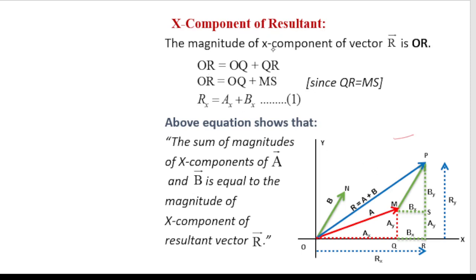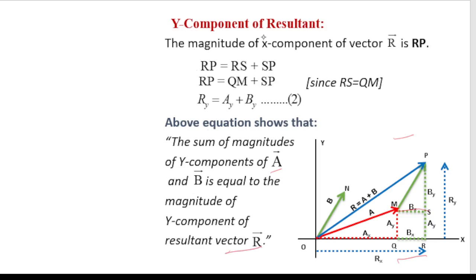X component of the resultant. The magnitude of x component of vector R is OR. OR is equal to OQ plus QR. Same as, OR is equal to OQ, this one, and MS, this one. Rx is equal to Ax plus Bx. Above equation shows that the sum of magnitudes of x component of A and B is equal to the magnitude of x component of resultant vector R.